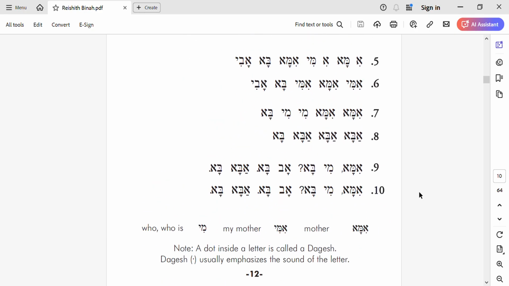And then as you continue doing that, the vocabulary will expand. You'll be able to craft more words. More words mean more vocab, and this is how you progress in the language. So mi means who or who is. Mimi means my mother. Ima means mother. Okay.